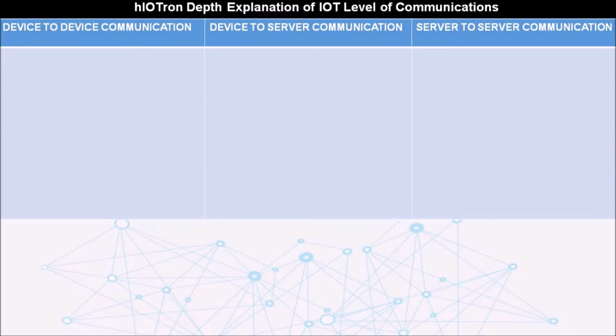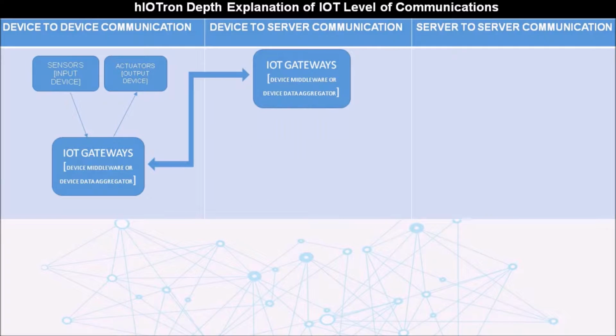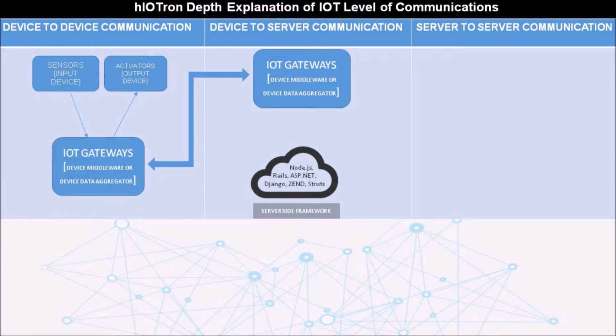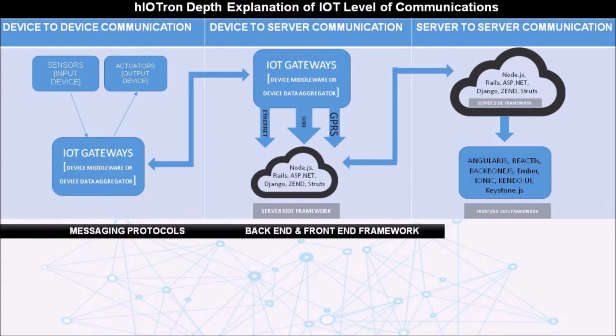So let's get further detail into all three levels of communication. In device to device communication, we have sensor as an input device, actuator as an output device, and they will be talking to the IoT gateways. Now the IoT gateways will be talking to the server side framework using different protocols like Ethernet, Wi-Fi and GPRS. And again, this server side framework will be talking to the front end side framework, which could be mobile app or web app or anything.